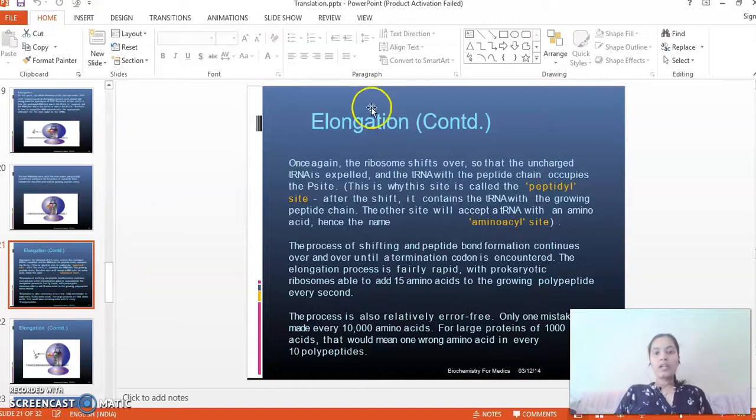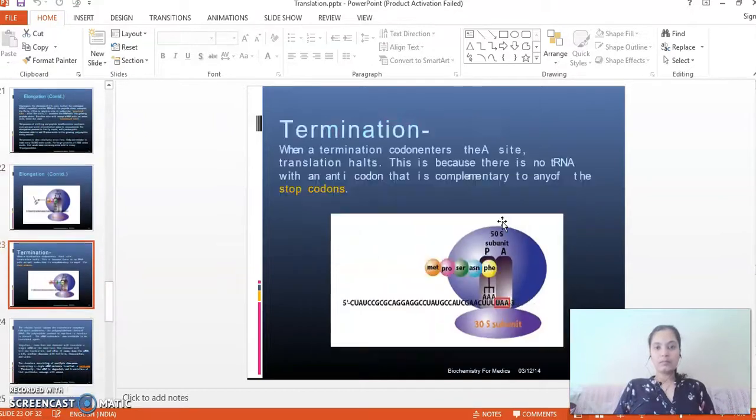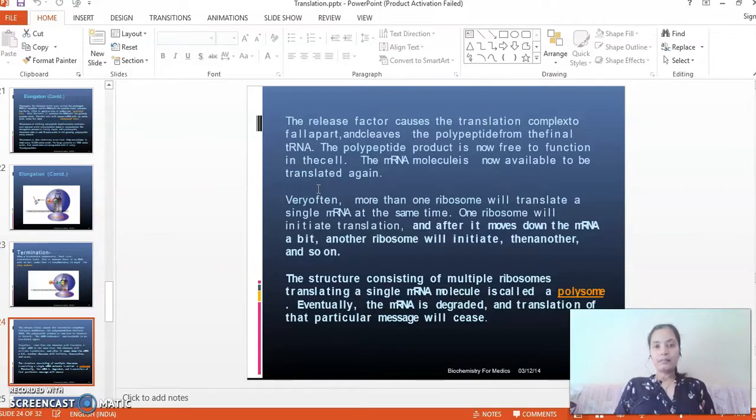So there are 2 sites, the peptidyl site and the aminoacyl site. Due to these, elongation takes place. Termination occurs due to the stop codons, because there is no anticodon present on the tRNA for binding. So the release factor causes the translation complex to fall apart and cleaves the polypeptide from the final tRNA.